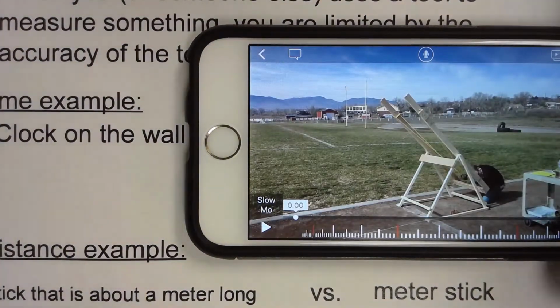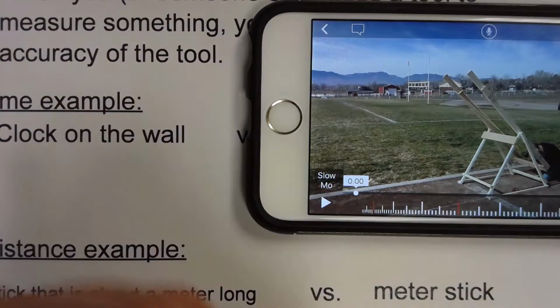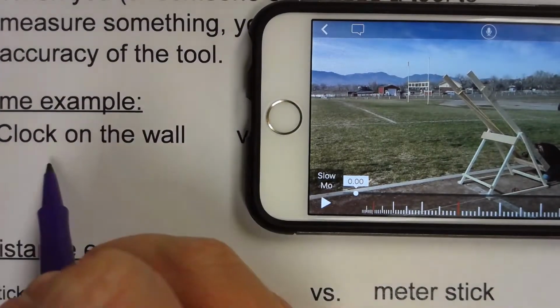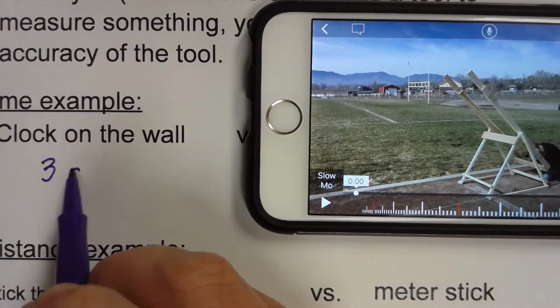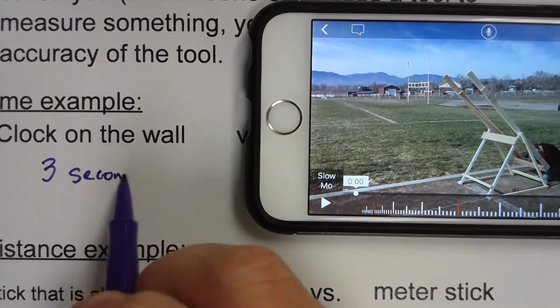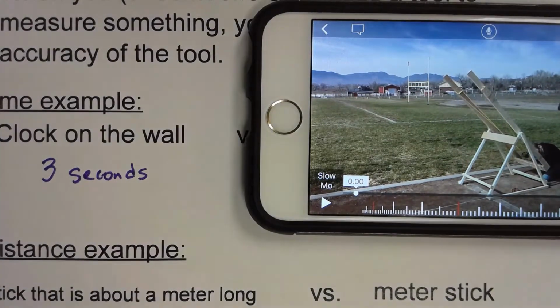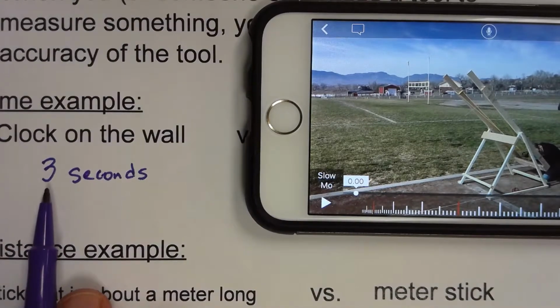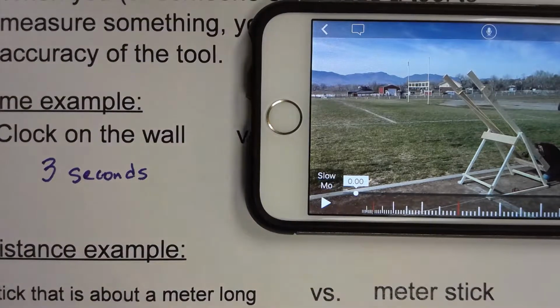So if all we're using is the clock on the wall, really all we can get to is this takes about 3 seconds. We would consider that to be one significant digit. In other words, we have only the 3. We have no idea how many tenths of seconds, and certainly not how many hundredths of seconds.